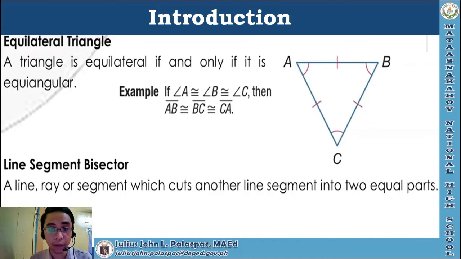Equilateral triangle. Ito naman kapag tatlong angle, say angle A, angle B, angle C, is congruent to each other. We can also say that their sides AC, CB, AB, ay congruent din. Line segment bisector, yun naman ay naghahati sa isang line segment into two equal parts.